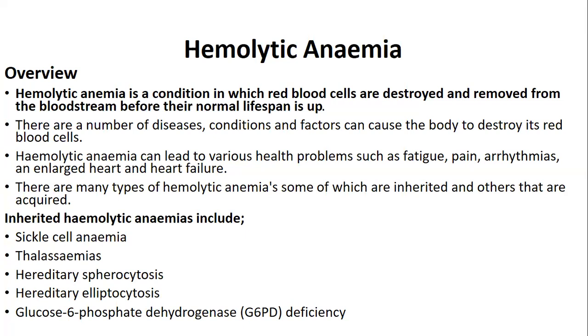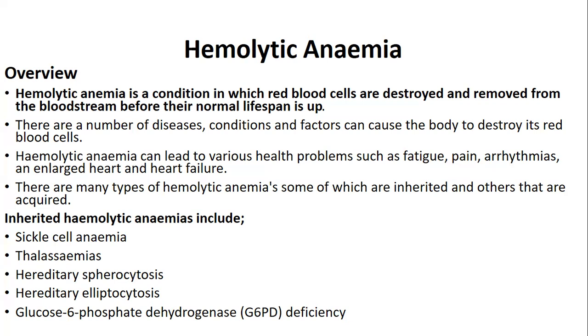So hemolytic anemia is a condition in which red blood cells are destroyed and removed from the bloodstream before their normal lifespan. Red blood cells, when they are made, have a lifespan of at least 120 to 130 days in which they are supposed to live. So the body, due to some pathologies, breaks down these blood cells before their normal lifespan is exhausted, which brings about what is known as hemolytic anemia.